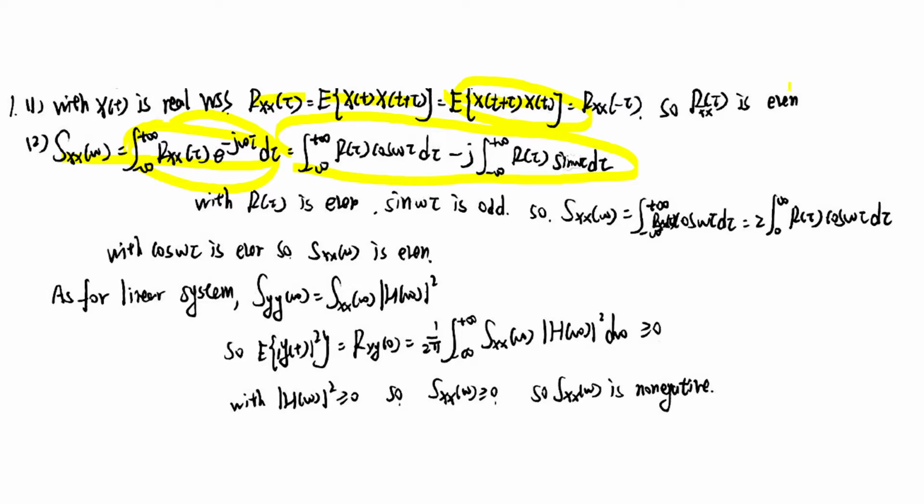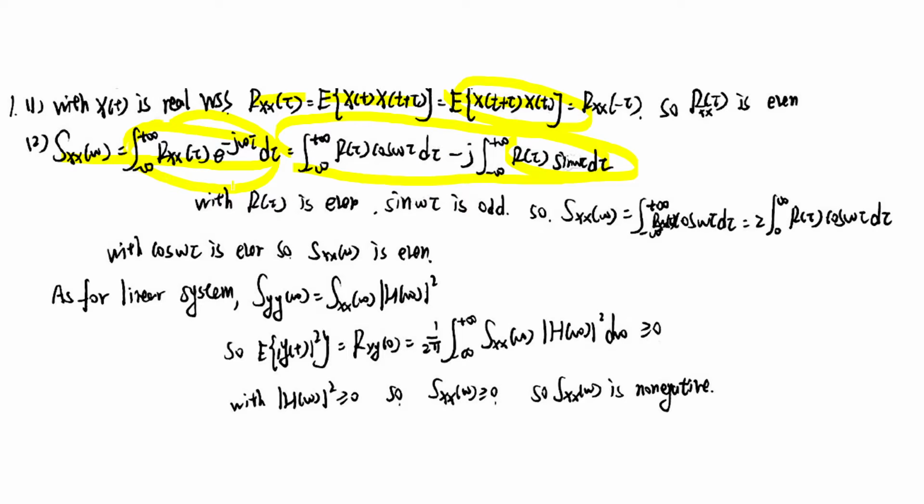Based on the first question, we proved that Rxx(tau) is an even function, and apparently sine omega tau is an odd function. So an even function multiplied by an odd function is an odd function. So apparently the integration of this part from negative infinity to positive infinity is equal to 0. So there is only one part left for Sxx(omega).